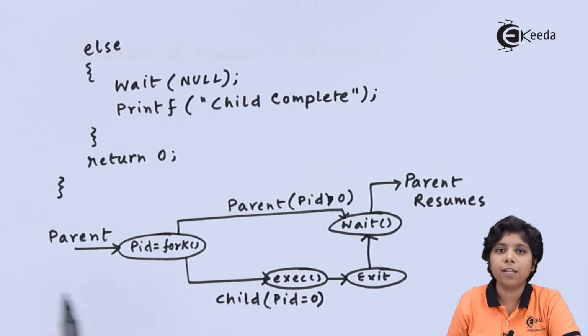Now in this way, the parent can go to the wait call, and after the child process finishes its execution by the exit call, the parent can resume its operation. Now we will move on to how Windows can create a process using the CreateProcess command.